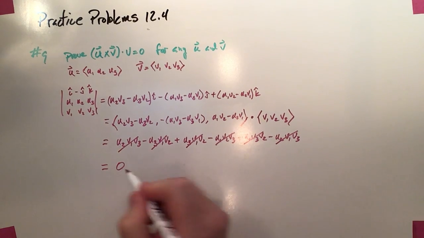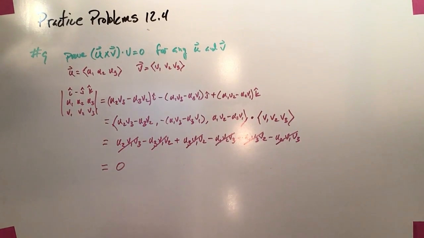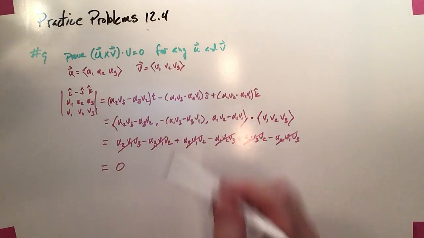So this proves it. The dot product of any vector with a cross product that contained that vector will always be 0. And we've proved it for any vectors u and v.